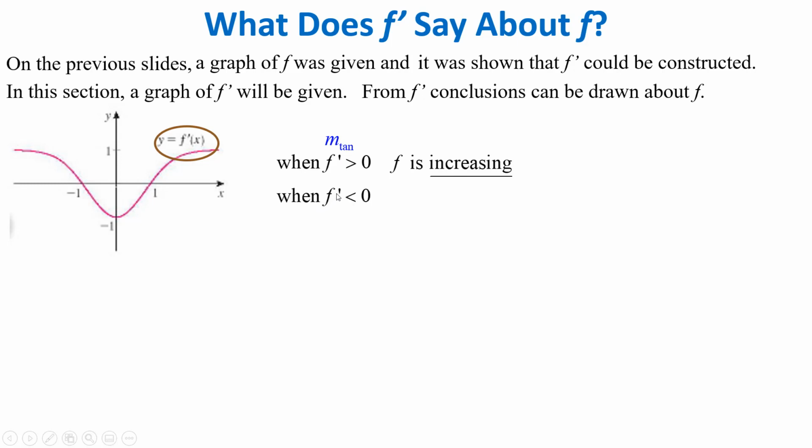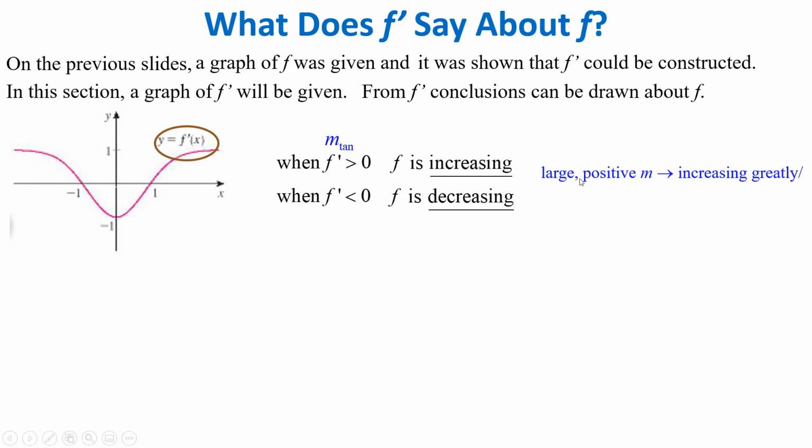Likewise, when f prime is negative, like it is here, it's positive here and here, then this is the part of the graph from -1 to 1 where f is decreasing. Takes a little bit to get used to this, so if you don't see it right away, give yourself a little time, practice with it, go over it over and over.